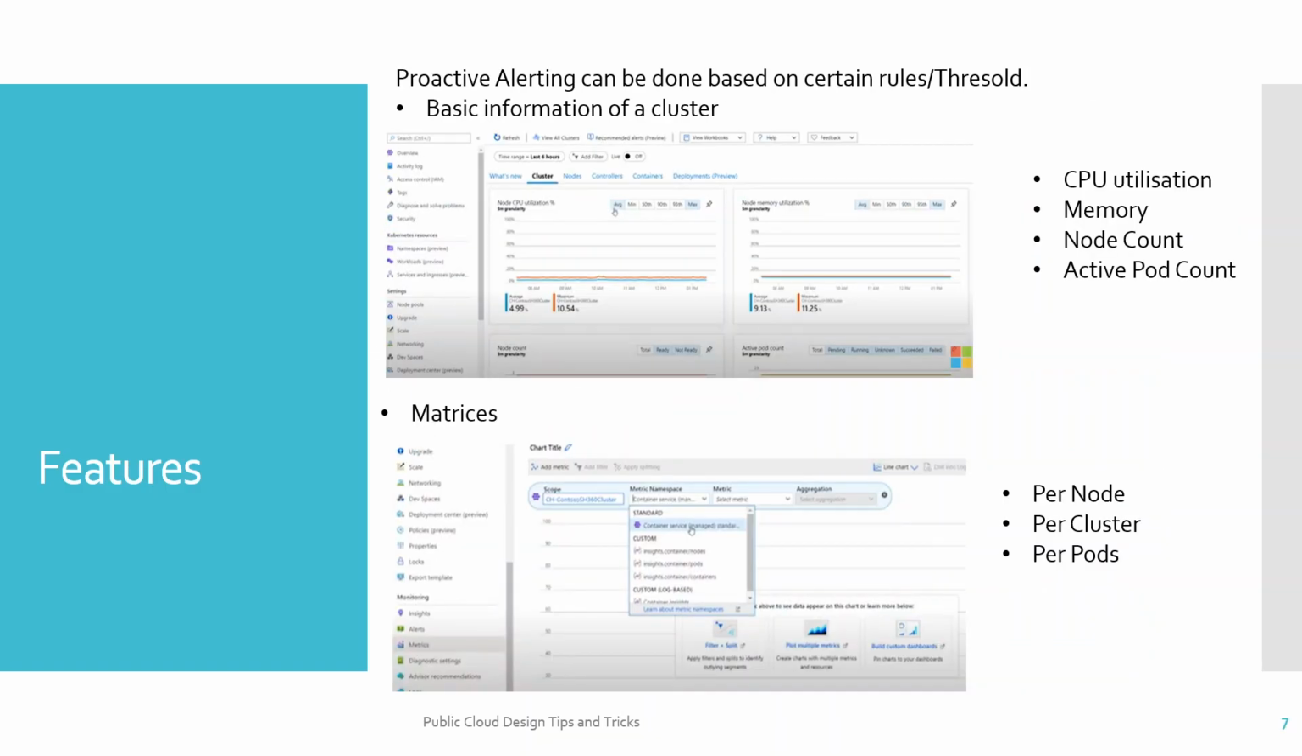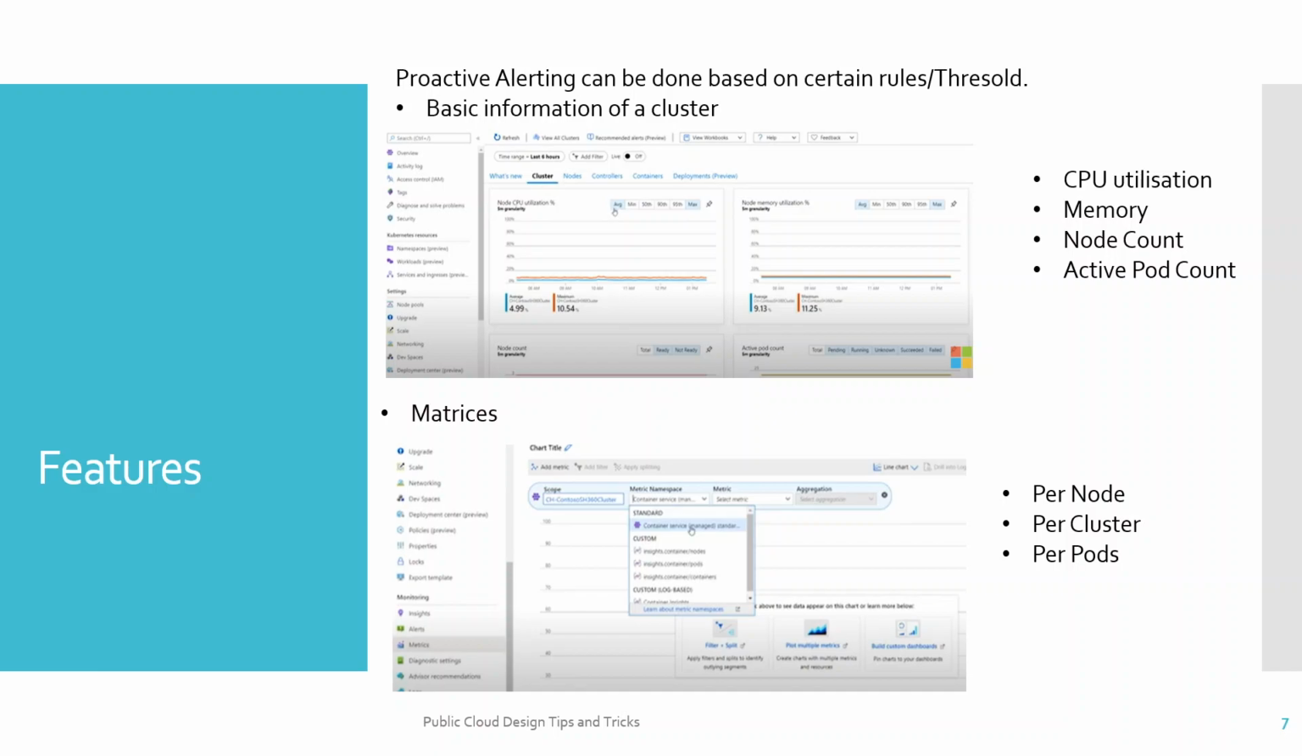Now, coming to the basic information of the clusters. Basic information of clusters deals with the CPU utilization, memory utilization, node count, all those things. I have just given some examples like CPU, memory, node count, active pod count. These are the windows you will land in if you start deep diving into the clusters.